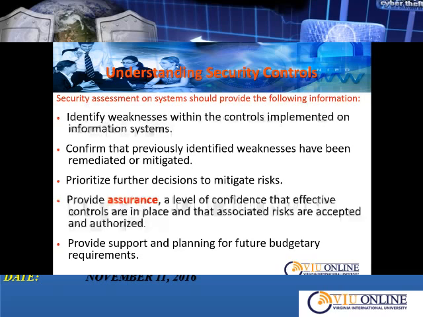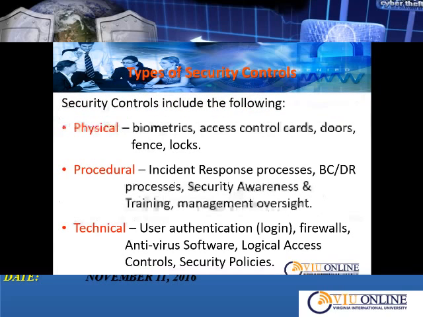Risk can be reduced to a minimum or barest minimum level. Types of security controls include physical, which is biometrics, access control cards, doors, fence, locks; procedural, which includes disaster recovery, business continuity, incident response processes, security awareness and training, and management oversight. Technical security controls include user authentication, firewalls, security policies, and antivirus implementation.